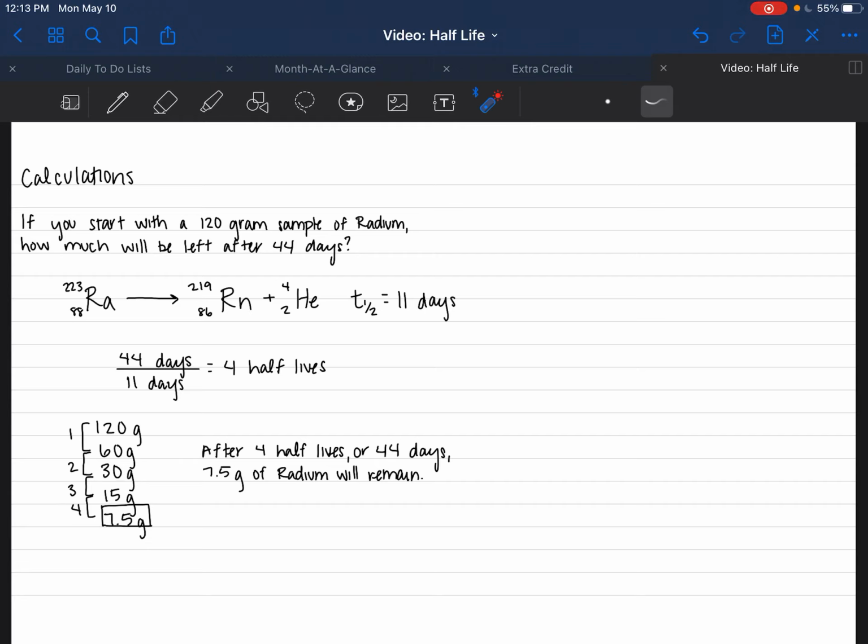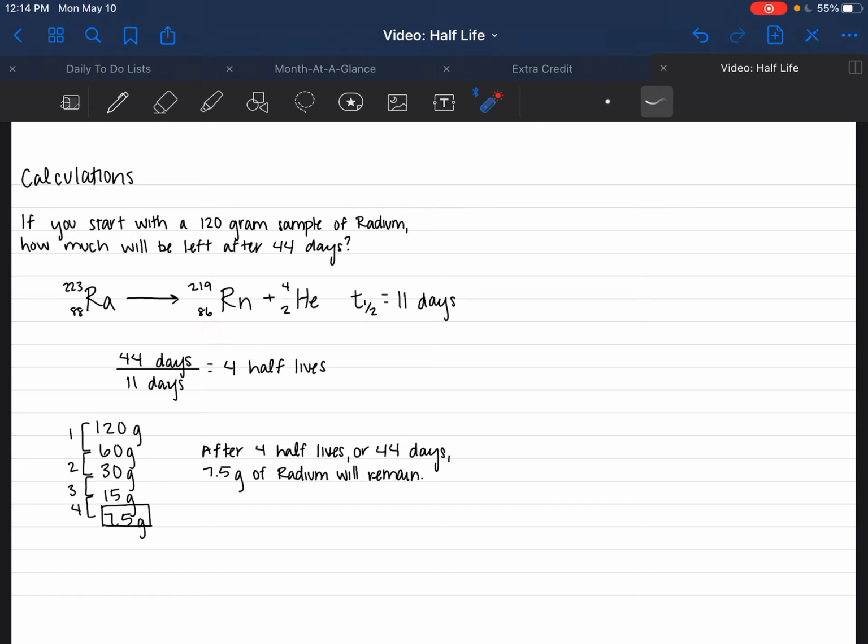And then you'll notice right here below, I just started my division process. So 120 divided by 2 gives you 60, divided by 2 gives you 30, and you just keep going until you've gone through 4 half-lives. Notice after we've halved it 4 times, we are left with 7.5 grams. So we can say that after 4 half-lives, or after 44 days, we will have 7.5 grams of radium remaining. Everything else will have already been converted and gone through alpha decay.